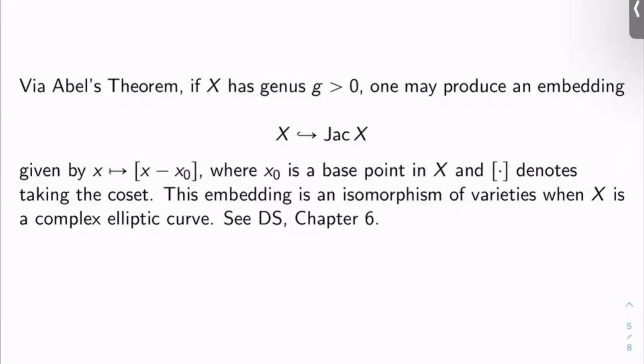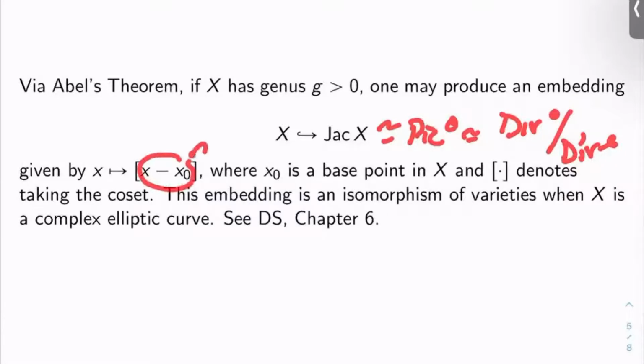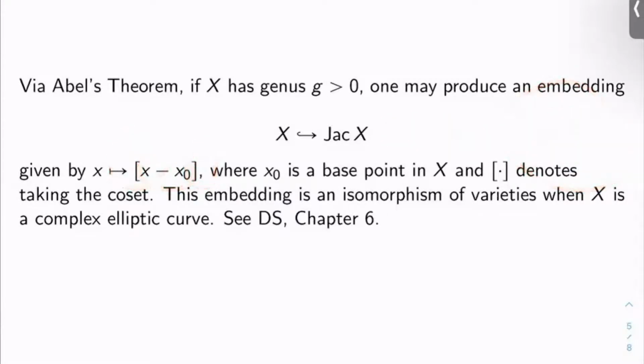That's the map I was talking about above. Here is the map. It sends a point little x in big X to the divisor class, or the coset, of the divisor x minus x0, where x0 is our base point in X from earlier. And these brackets just denote taking the coset. I'm using Abel's theorem here to think of this as Pic^0, right? So this is Div^0 mod Div of L. So what I'm saying is take the degree 0 divisor x minus x0 and look at its coset in this quotient group here. Okay, now when X is an elliptic curve, so when this genus is 1, this map here is an isomorphism of varieties.